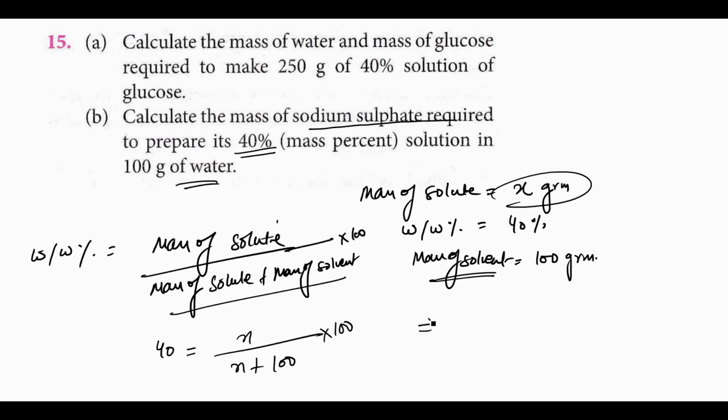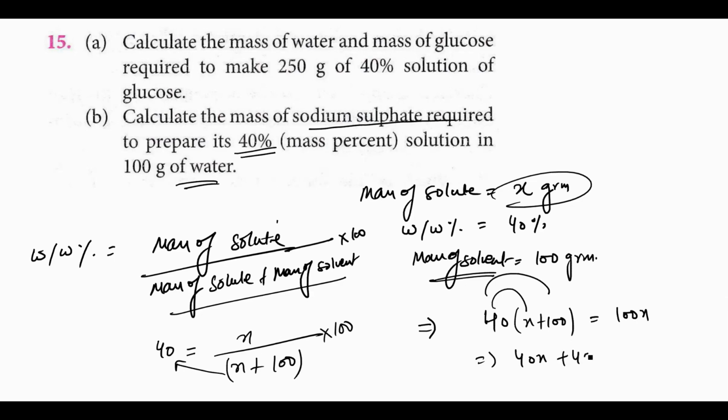Now what you are going to do here is, right here 40, and this bracket will go to that side. You write x plus 100 is equal to 100x. Now multiply this one, you will get 40x, and multiply this one, you will get 4000, is equal to 100x. Now this will go to that side and get subtracted. So we get 100x minus 40x is equal to 4000, because this goes to that side.